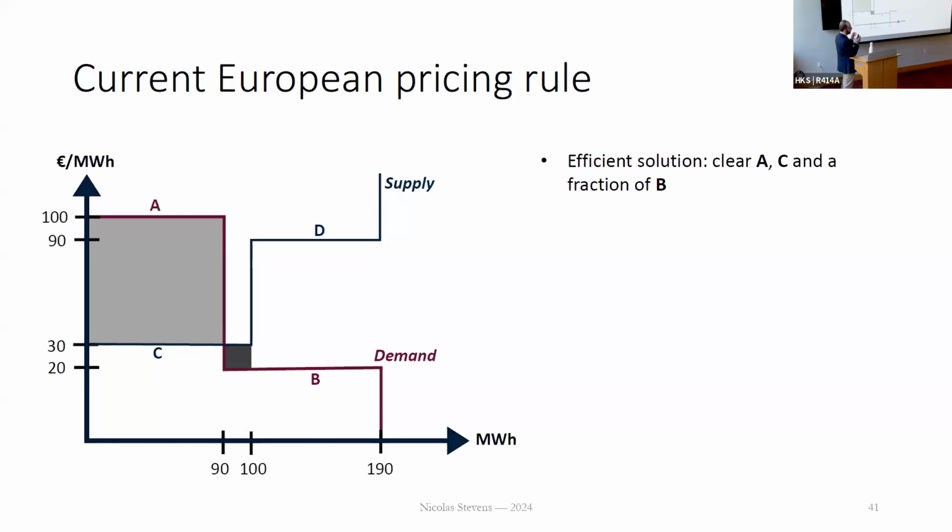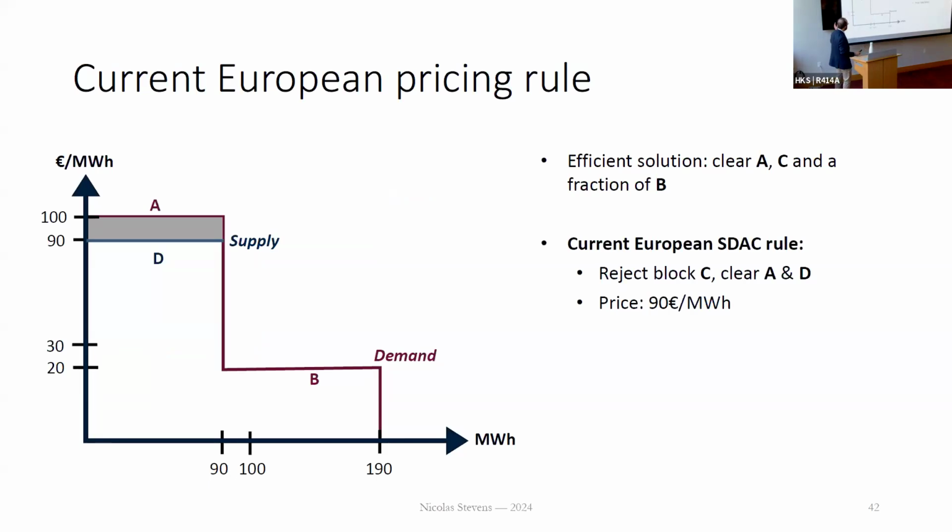The way they treat that in Europe is linked to the ability to socialize side payments. What they say is, okay, but if we do that, if we pick 20, 30, whatever price, we will need to provide side payments to someone, either to C or to B. So what the European electricity market does is just reject block number C and you clear D. And if you take this price of 90 euros, no need of side payments. And with this price, everyone would implement that.